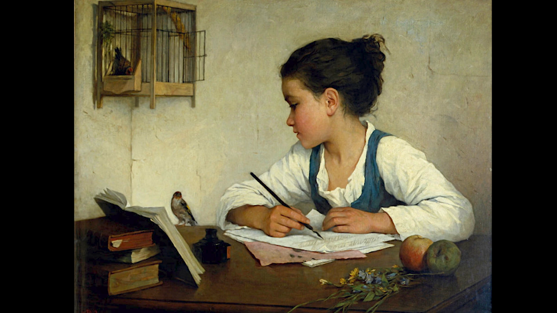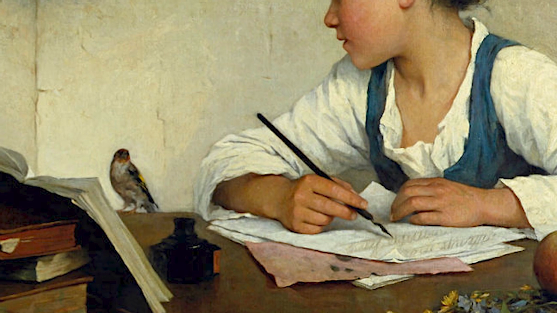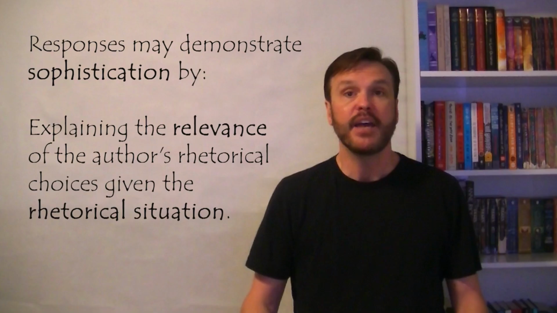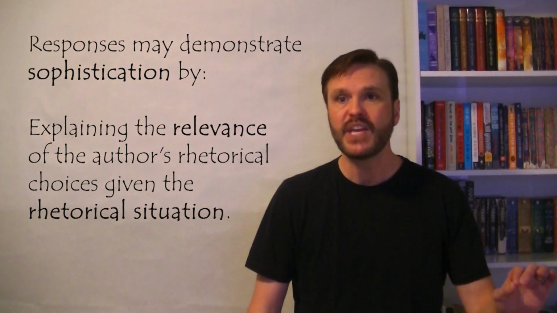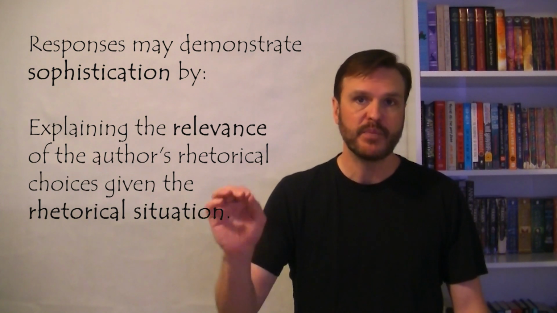So last is that all-important sophistication point. Now, I admit this is probably the hardest of the 6 points to earn, but it's a really important one because this is how you're going to separate your essay from all the rest. Now, I think the easiest way to earn this point is to explain the relevance of the author's choices within the specific rhetorical situation. If you've done a good job of identifying really specific rhetorical choices, and you can show how those choices help the author achieve a really specific purpose, then I think you can earn that sophistication point quite easily.